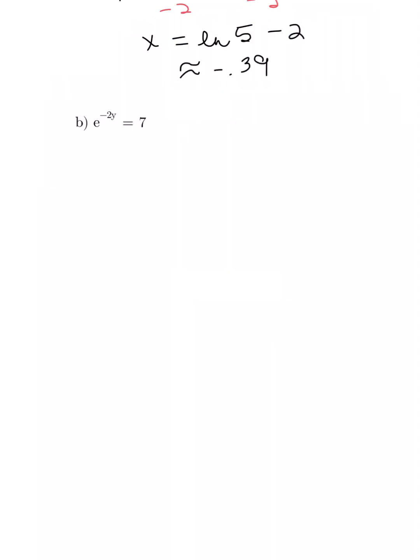Because we have e to the negative 2y equals 7, as soon as I see that e, I know that I need to do the natural log of both sides. So I have natural log of e to the negative 2y equals the natural log of 7. Since I have a logarithm, I'm going to drop the power to the front, and it becomes negative 2y times the natural log of e equals the natural log of 7.